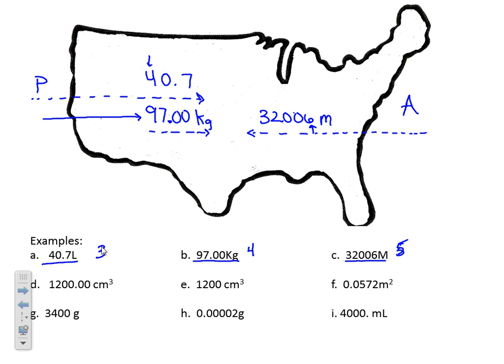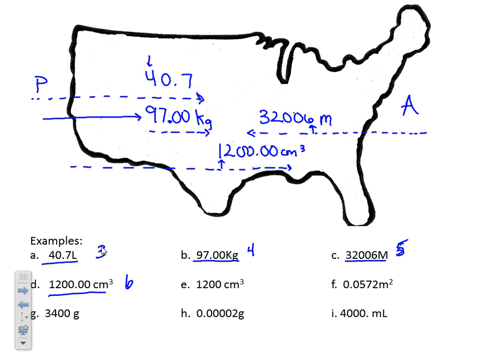We have the next example, letter D there, 1,200.00 centimeters cubed, that's a unit of volume. The decimal is present, so we're going to approach this number from the Pacific, and we're going to start counting with the 1, and we're going to continue counting. So this number has 6 significant digits, the 1, the 2, and then all of those trailing zeros, all 4 of them are significant because there is a decimal place present.